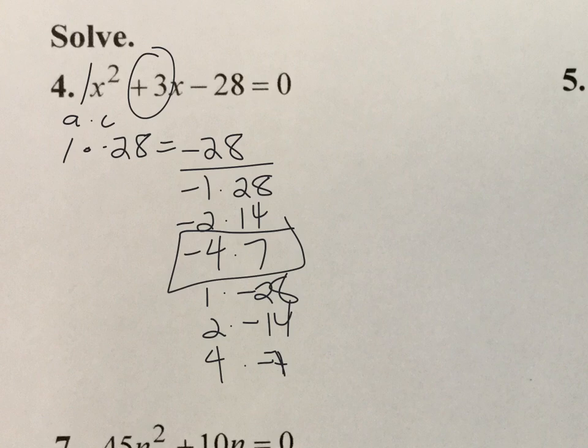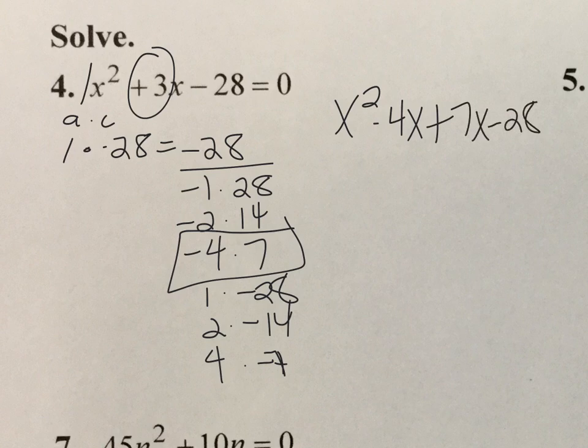So we're going to rewrite this equation as x squared minus 4x plus 7x minus 28. Okay, so that negative 4x and the positive 7x really just still make 3x. But the reason we're going to separate it out is it's going to make it easier for us to factor. And so what we're going to do now is group these two together and these two together. Well, we need to factor a common factor out of each of those.